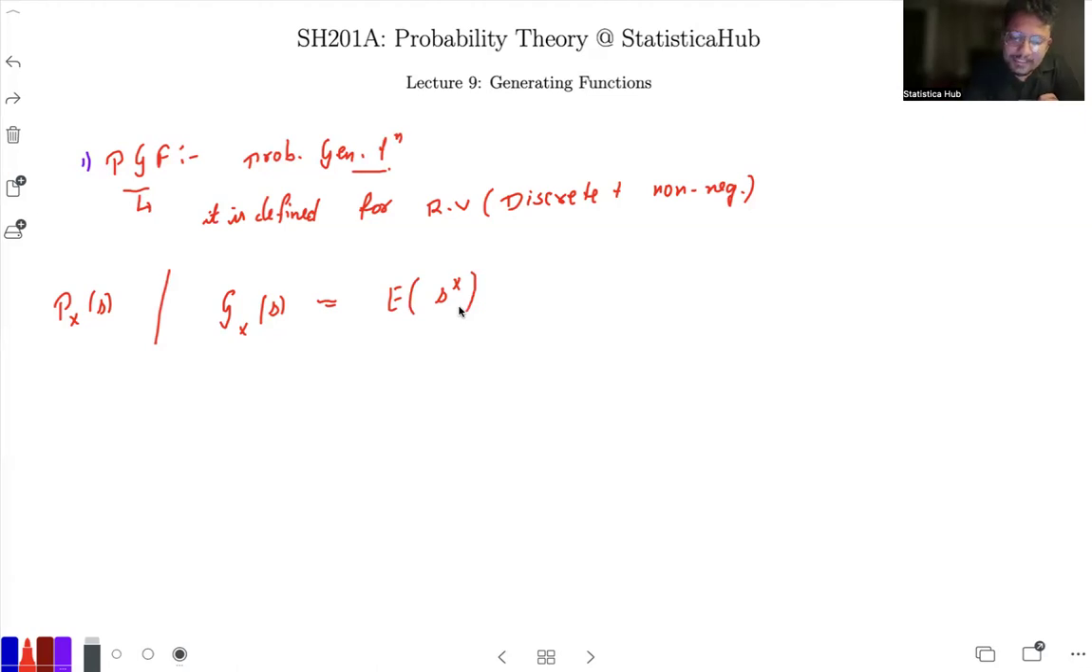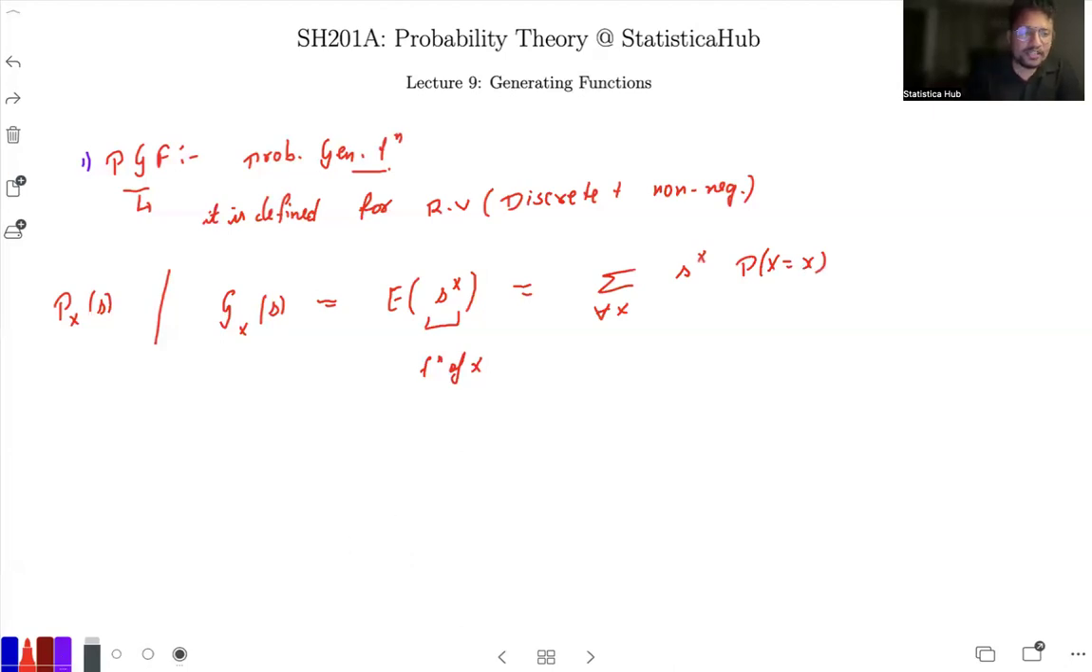Now s can be a real number or a complex number; nothing is specified about s. You can see this is some function of X, correct? We have s raised to the power X, which is a function of X. In the last lecture, when we covered expectation, we learned that this is simply the summation over all values of x of s raised to the power x times the probability that X takes the particular value x. That's how we define the probability generating function.